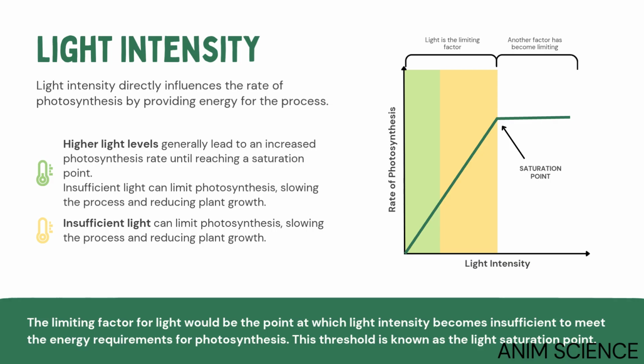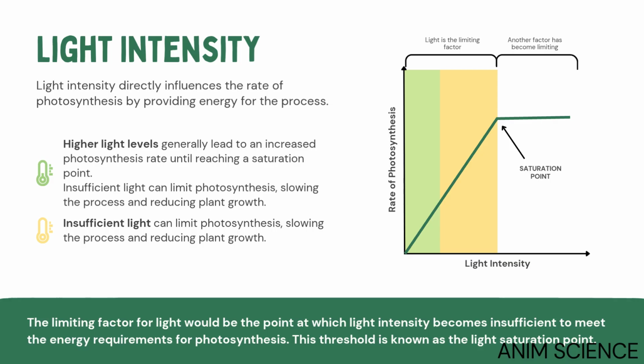In simple words, the more light the plant gets, the faster photosynthesis occurs. However, this increase does not continue forever. After a certain point, the graph becomes flat. This point is called the saturation point. At the saturation point, increasing light intensity no longer increases the rate of photosynthesis.